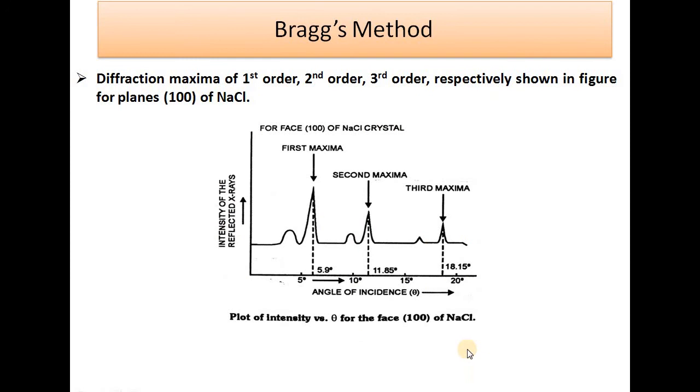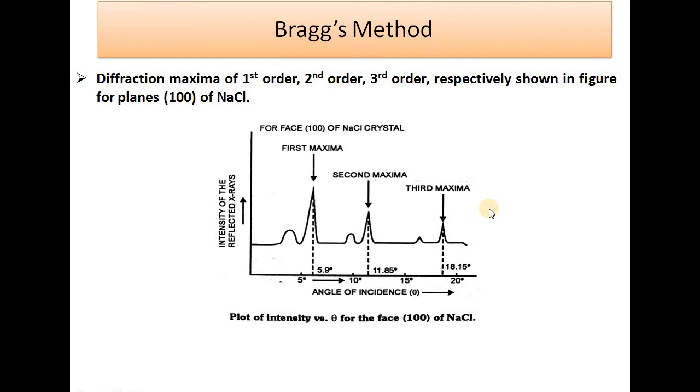Now this is the diagram in which diffraction maxima of first order, second order and third order are all shown. Intensity of X-rays has been plotted against the angle of incidence. Corresponding to n equal to 1 and theta equal to 5.9 degrees, we get the first maxima. For theta equal to 11.85 degrees and n equal to 2, we get the second order maxima. For theta equal to 18.15 degrees and n equal to 3, we get the third maxima.